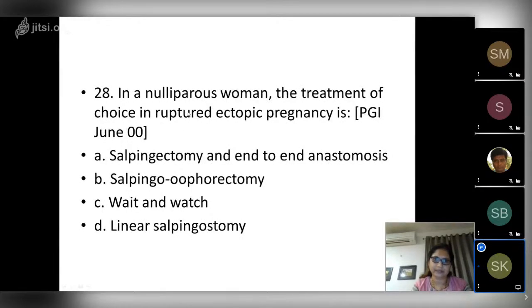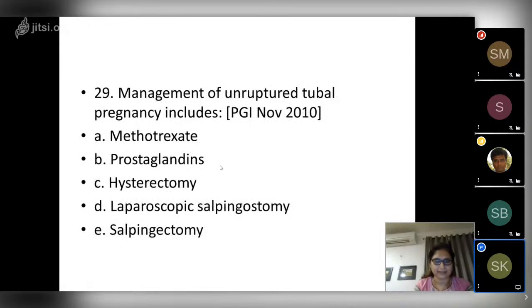nulliparous woman. If it were a multiparous woman with completed family, ruptured ectopic, then we directly go with salpingectomy only. We don't do an end-to-end anastomosis there. But here, since she's nulliparous and she wants to retain her fertility, the end-to-end anastomosis can be tried in such cases. Clear to all of you? Yes, ma'am. Right, next one.